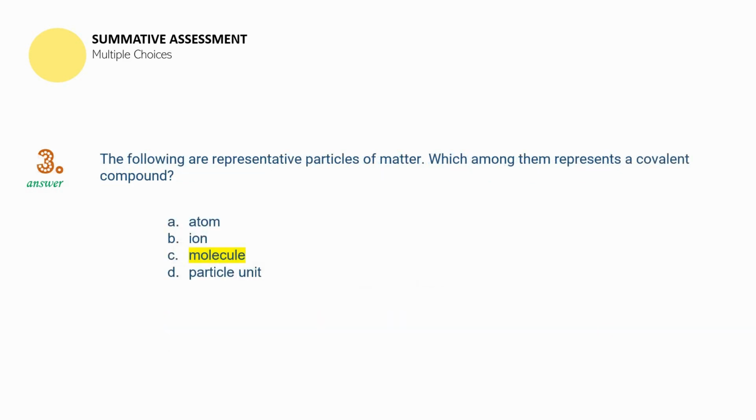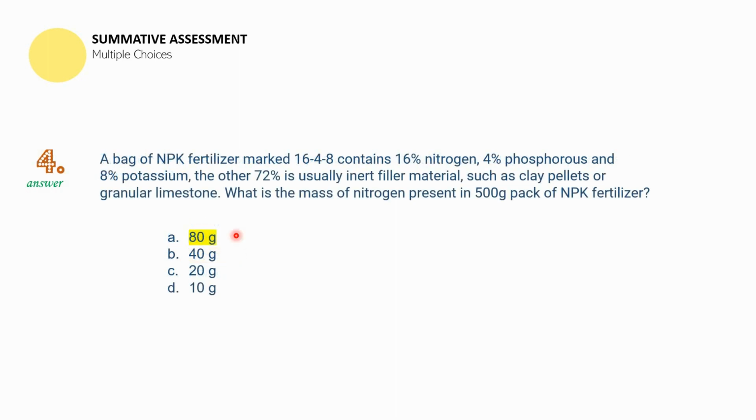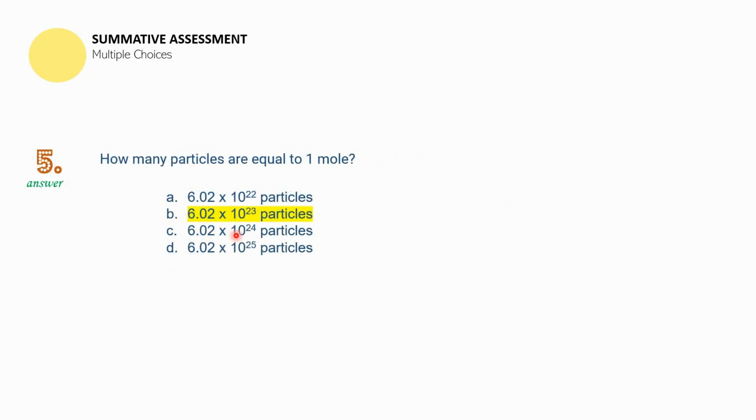Question number 3. The answer is molecule. So if it's a covalent compound, it's a molecule. If it's an element, that's an atom. If it's an ionic compound, you can actually use formula unit or ion. Question number 4. The answer is A. 80 grams. The answer to question number 5 is B. 6.02 times 10 raised to the 23rd power particles. 6.02 times 10 raised to the 23rd power is Avogadro's number, and we will be discussing it in this session.